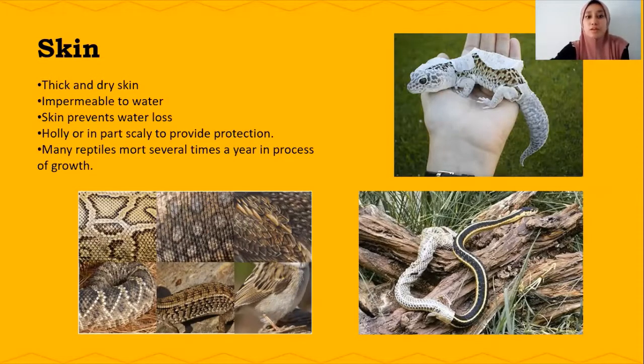Many reptiles molt several times a year in a process of growth. Molting means to shed their skin. For example, snakes can molt 2 to 4 times a year in order for them to grow bigger and bigger. Their old skin can give enough space for their body to grow bigger. So in order for them to grow bigger, they have to shed their skin.